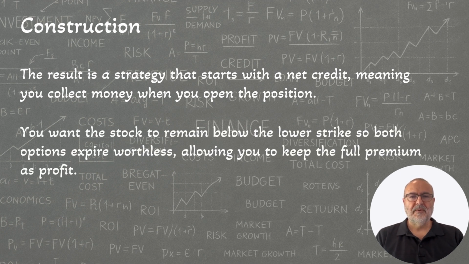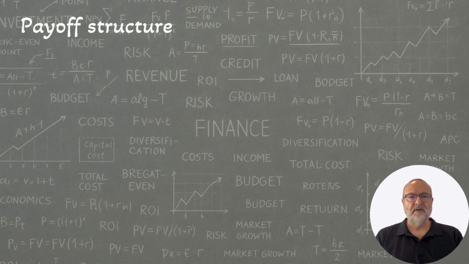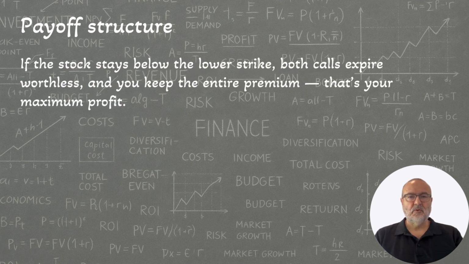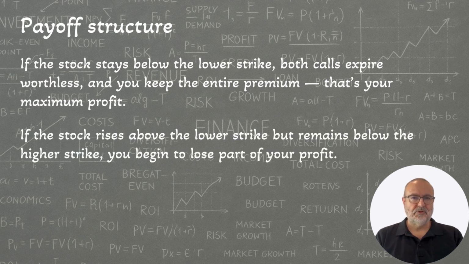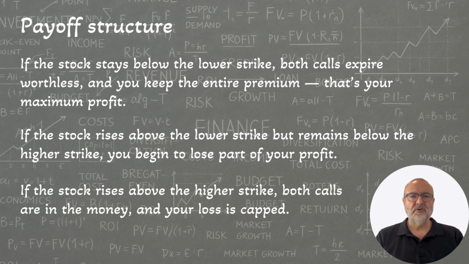You want the stock to remain below the lower strike so both options expire worthless, allowing you to keep the full premium as profit. The profit and loss depend on where the stock ends up at expiration. If the stock stays below the lower strike, both calls expire worthless, and you keep the entire premium. That's your maximum profit. If the stock rises above the lower strike but remains below the higher strike, you begin to lose part of your profit. If the stock rises above the higher strike, both calls are in the money and your loss is capped.